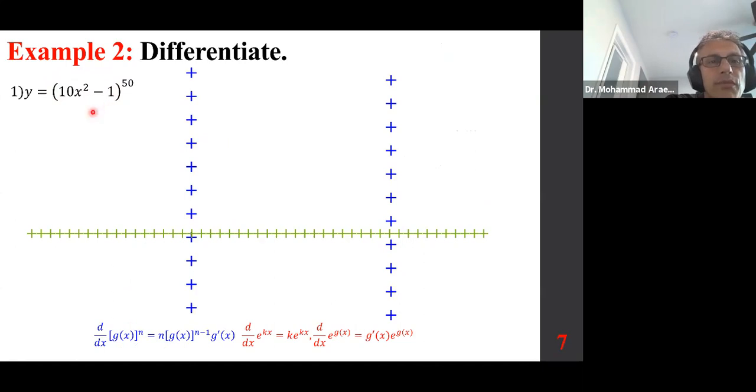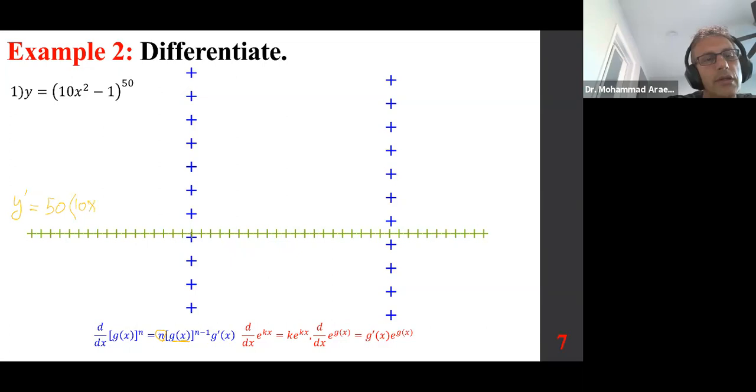Some function is being raised to the power of 50. So we want to mimic this, okay, class? We want to mimic this and come up with the answer. So let me do this here for you step by step. N is 50, everybody. Okay. So we got the n. Then g of x to the power of n minus 1.